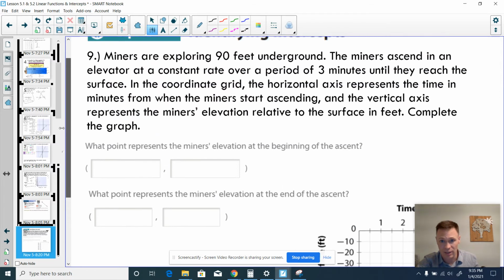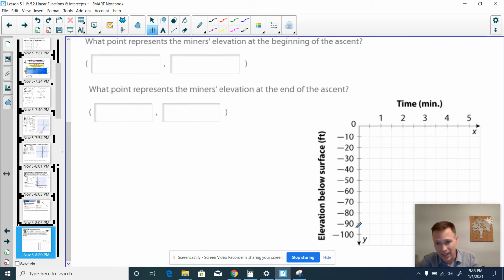So it says they are initially 90 feet underground. Well, 90 feet underground before they start moving would be the point 0 for x and negative 90 for y. I'm going to put parentheses around it just to emphasize that it is a point. So I have the point (0, -90). That is 1 point on that graph. Now, all I ever need is another point on a graph in order to make a line.